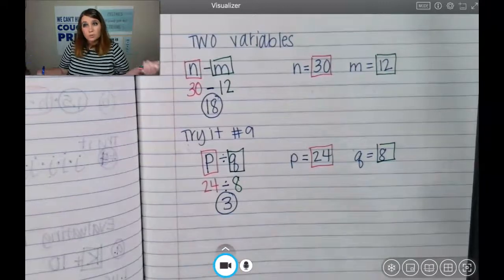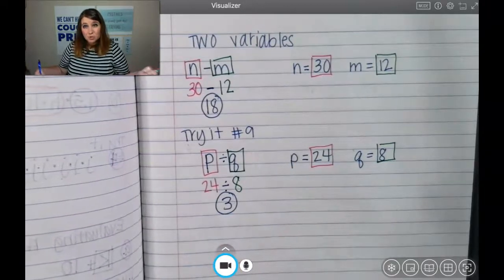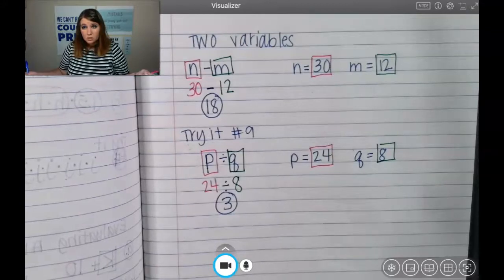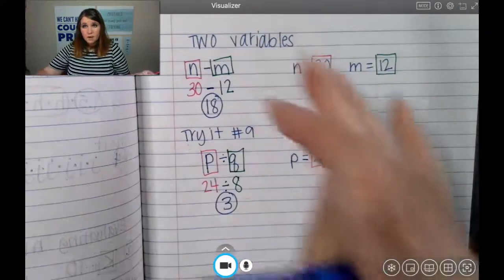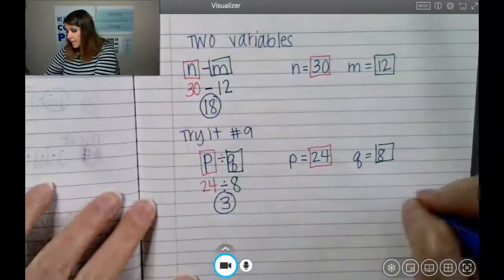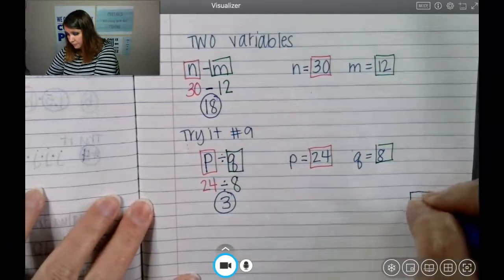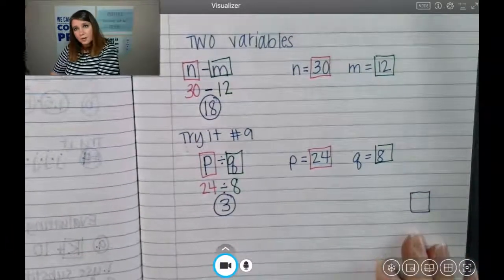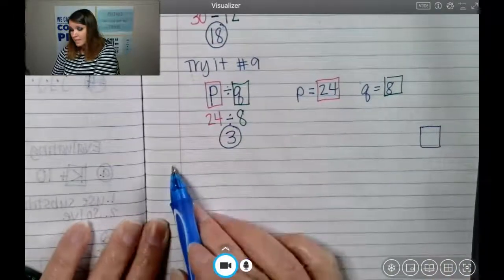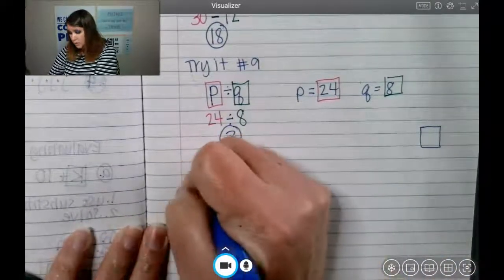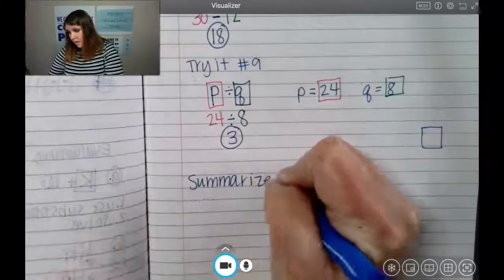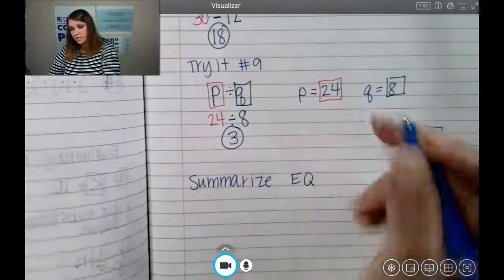How did you do? Were you able to substitute 2 variables? Let me know. Check your work. Figure out what did you do. All right. Off to the side, give yourself a rating. How do you feel about 2 variables? 1, 2, 3, where are you at with your rating? And then down below, I want you to summarize your essential question. Answer it for me.